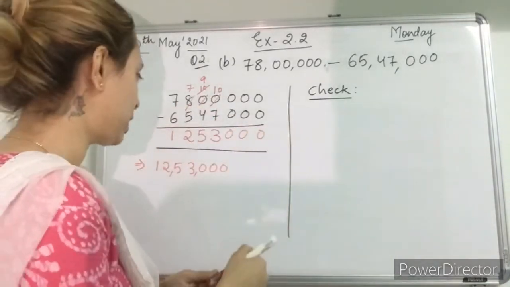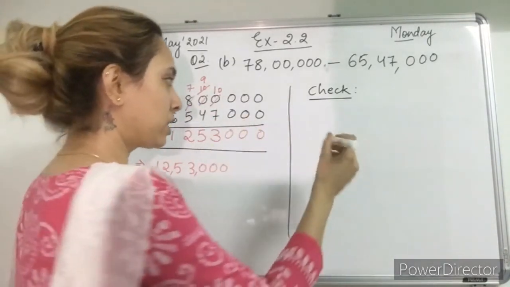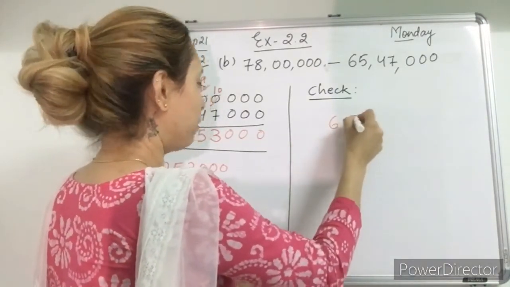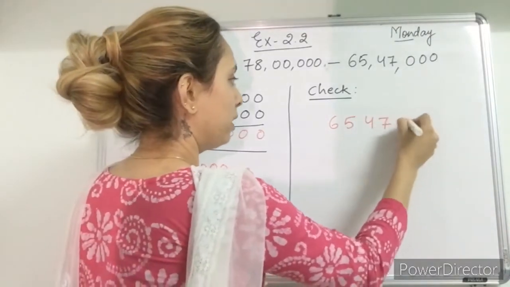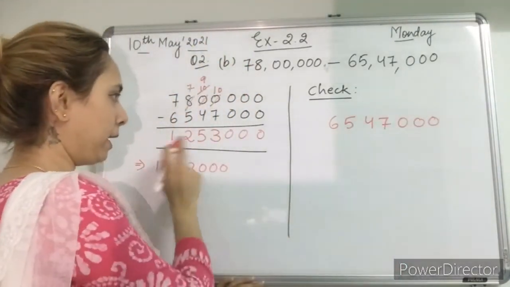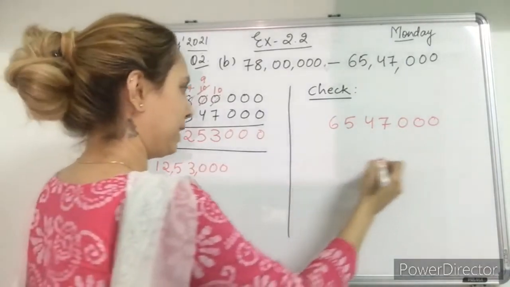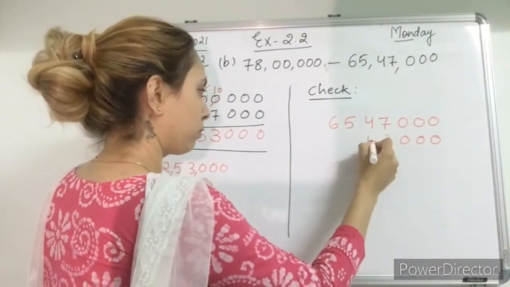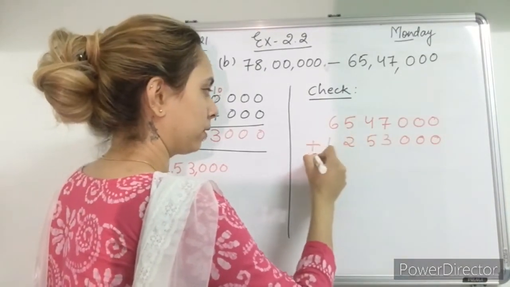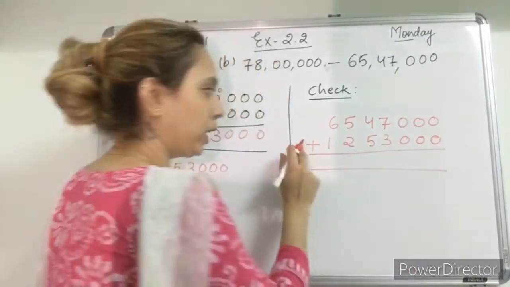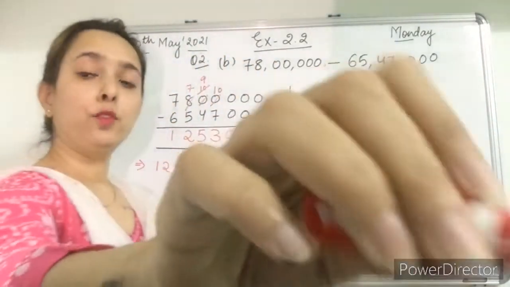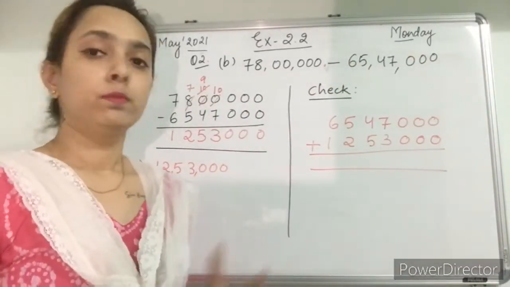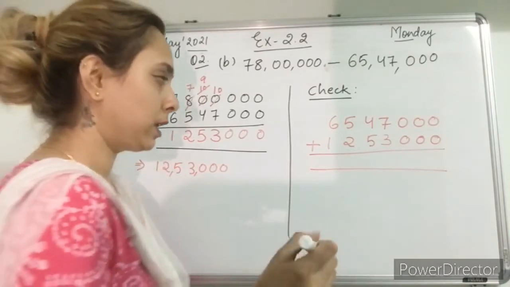So I will check now. So first I will write the subtrahend here. So my subtrahend is 6, 5, 4, 7, 0, 0, and my difference is 0, 0, 0, 3, 5, 2 and 1. Don't forget to put the sign of the operations, students. If you forget to write the sign here, might be your number can get deducted.